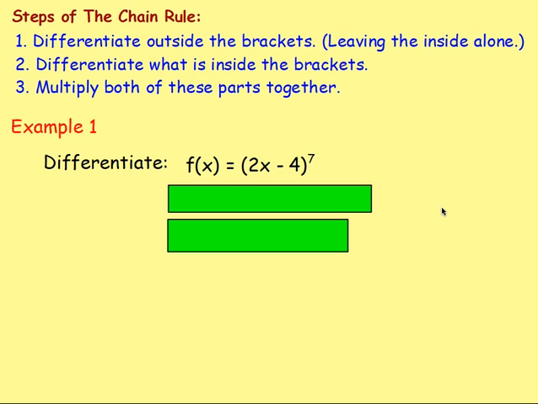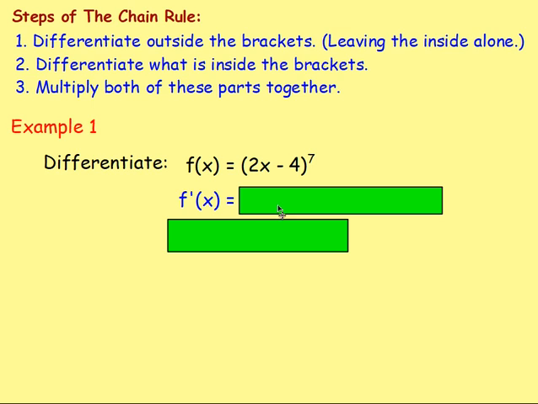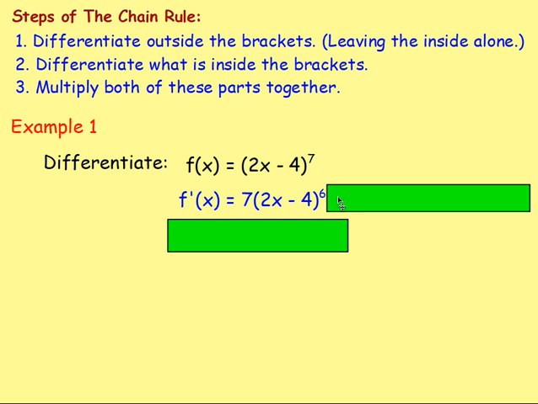Example 1, differentiate f of x equals 2x minus 4, all to the power of 7. So we're just jumping straight into differentiation. So we have f dash x. Remember, differentiate outside the brackets. So we've got something to the power of 7. If you differentiate that, you bring the power down, you take 1 off the power. So it will go to 7, and then leave the brackets just as they are, and take 1 off, and that goes to the power of 6.